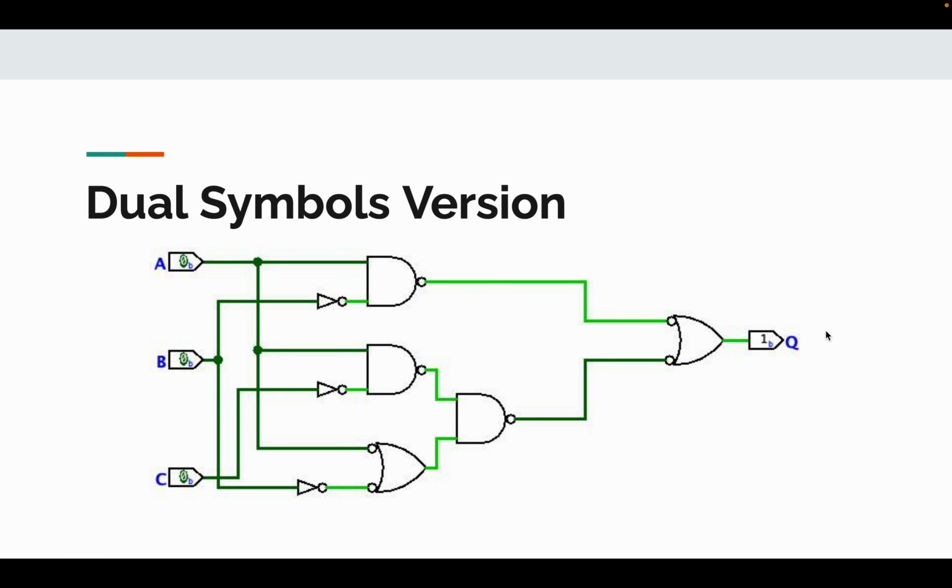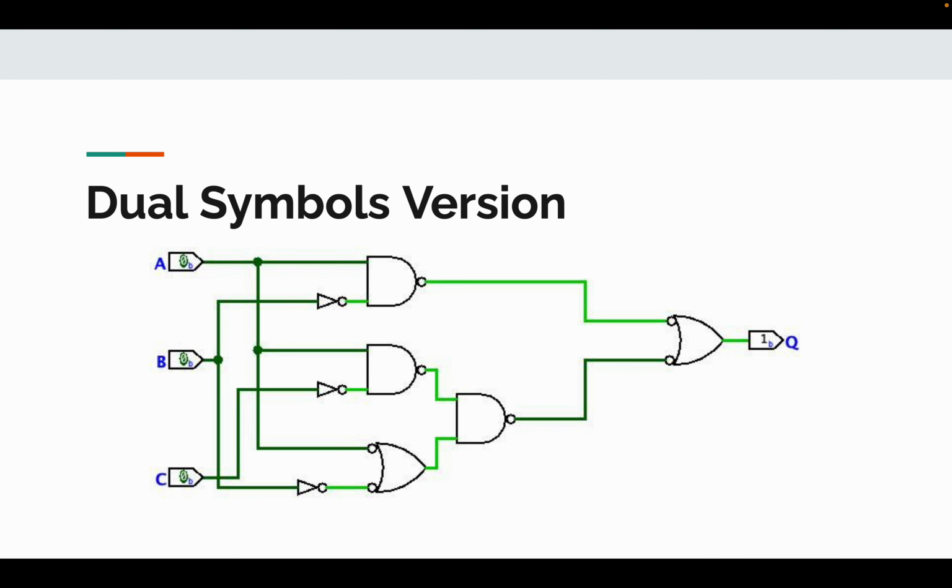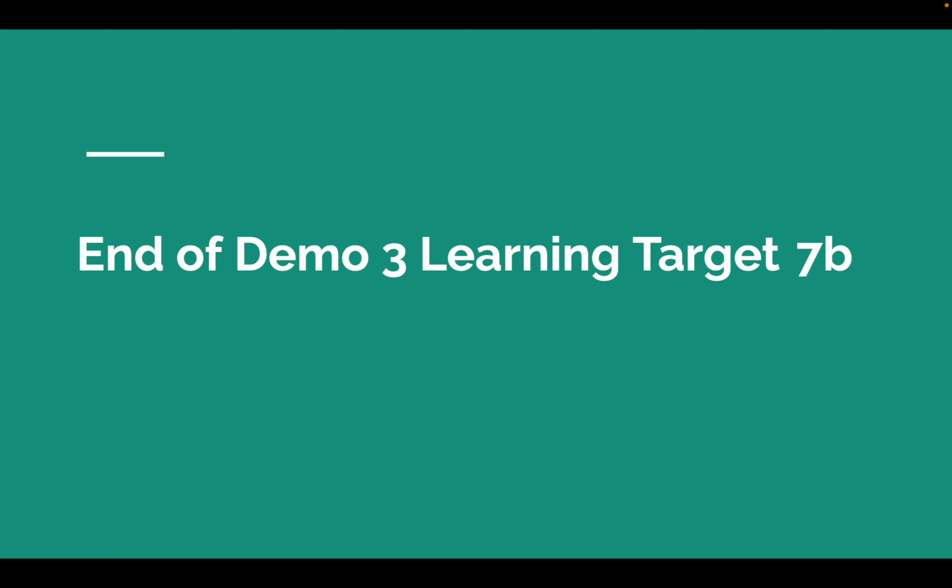And then as we can see right here too, I forgot to mention that when they're all 0 again, it still outputs as 1. So we can know that all these are the same equation and are all the same at once. This is the end of Demo 3 Learning Target 7B.